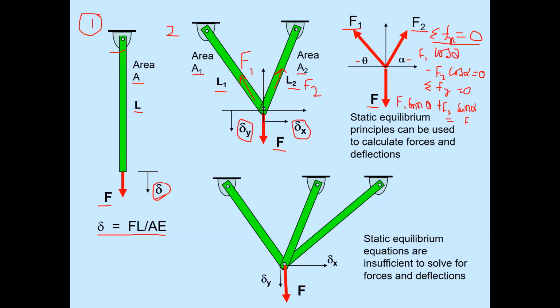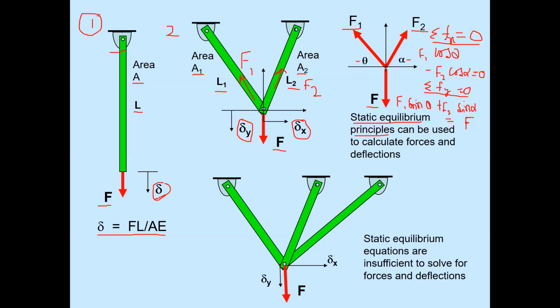Now, what do we have? We have two equations of equilibrium and we have two unknowns. So we can easily solve these two equations and find the values of F1 and F2. And once we get the values of F1 and F2, we can easily get the forces in member 1 and member 2. The static equilibrium principle can be used to calculate the forces and deflection. This is the static equilibrium principle: sigma Fx is equal to 0 and sigma Fy is equal to 0. I have already explained this to you.